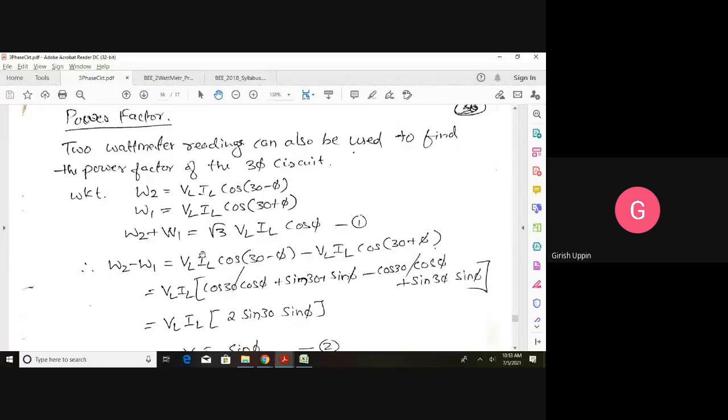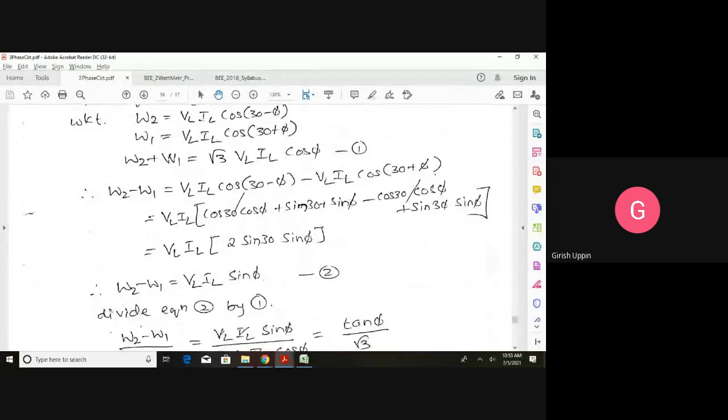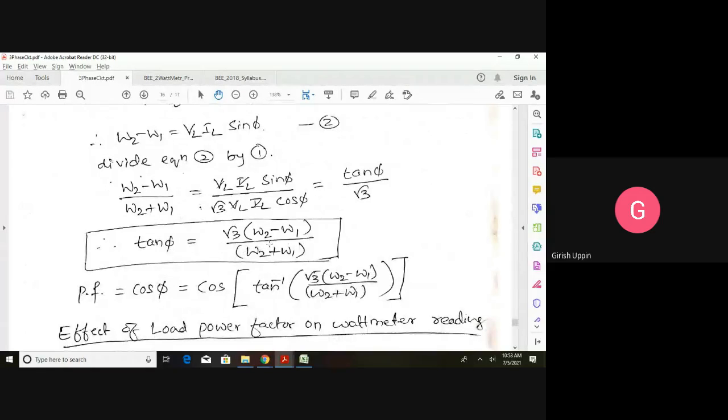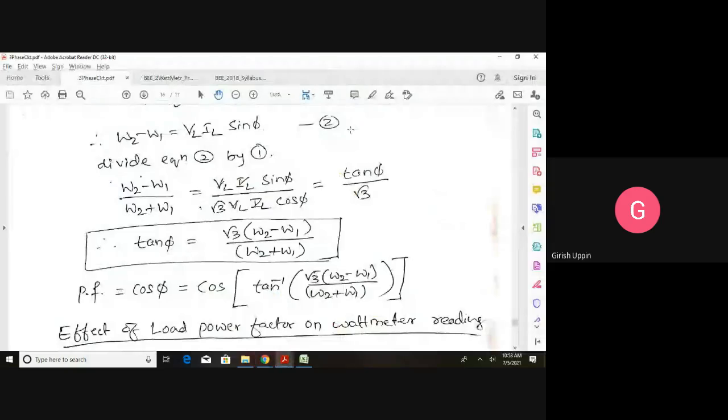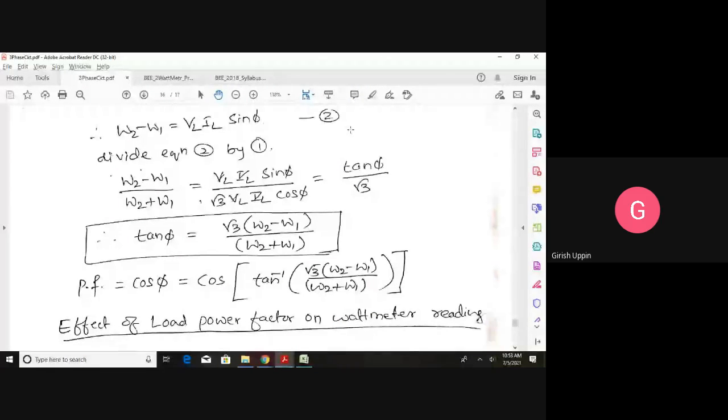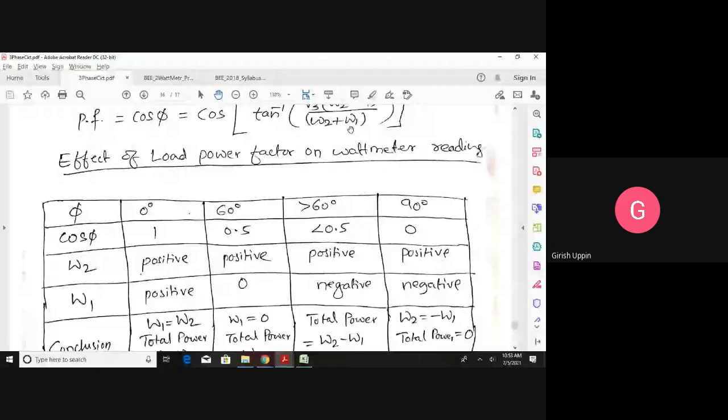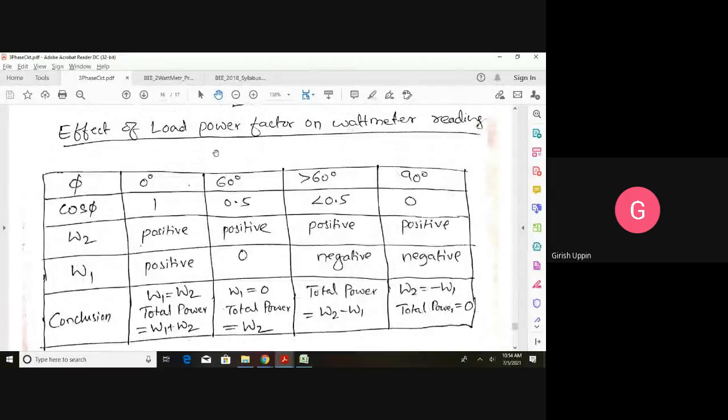The third equation is very simple. W2 plus W1 is equal to root 3 VL IL cos φ, and tan φ is equal to root 3 times (W2 minus W1) divided by (W2 plus W1). So if you remember those equations, then okay. And this is the effect of load power factor on the wattmeter reading.